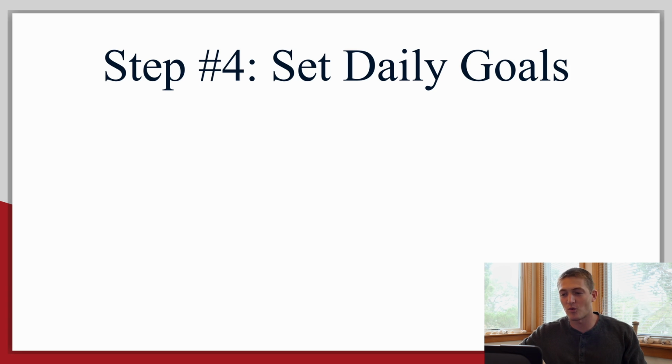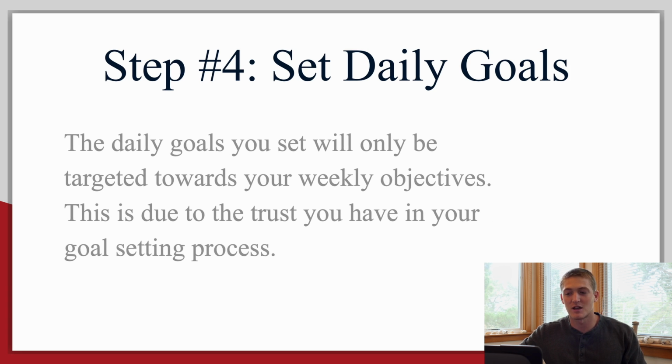Then for step number 4, you're going to set daily goals. So your daily goals are going to be targeted towards reaching your weekly goals. So is this all starting to make sense? What you're actually doing is you're only ever focusing on what you need to do today to achieve your weekly goals. Those weekly goals you trust are working towards the achievement of your monthly goals, which building upon one another will give you the results you want in your large goal.